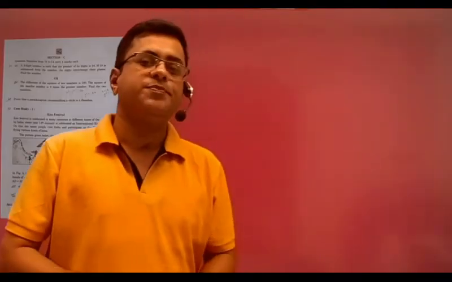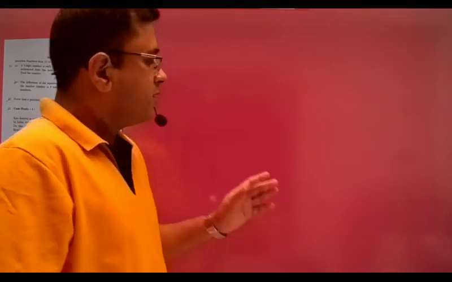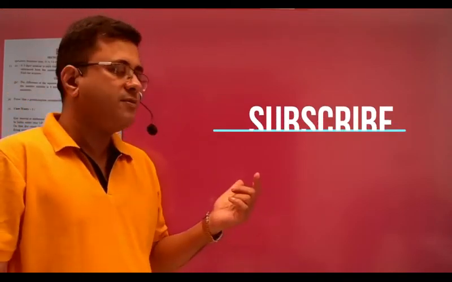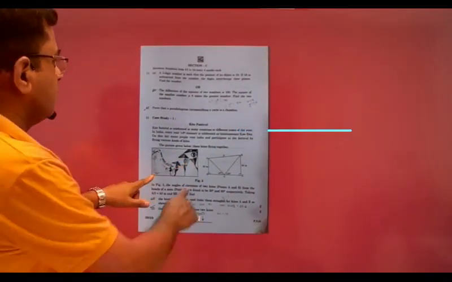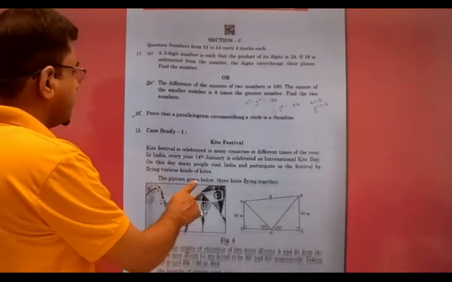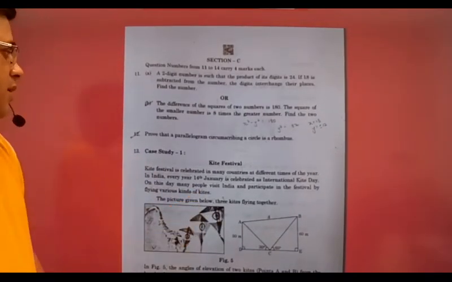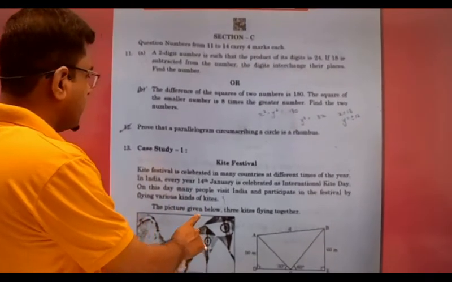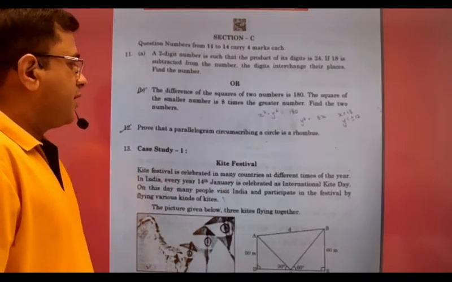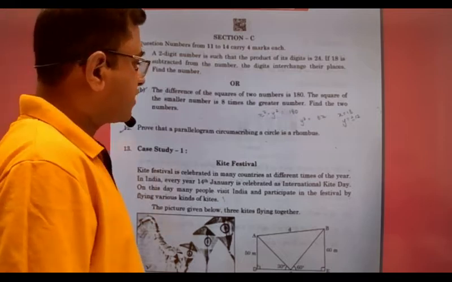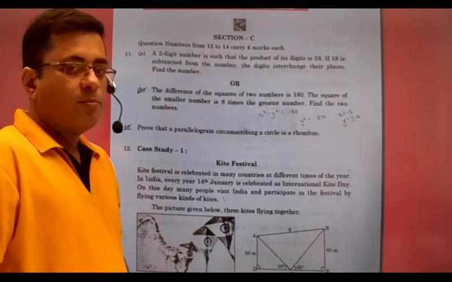Hello students. So we were discussing the solution of the CBSE class 10 term 2 mathematics paper. In our last videos we have discussed up to question number 11. So let us move to question number 12. It says to prove that a parallelogram circumscribing a circle is a rhombus.